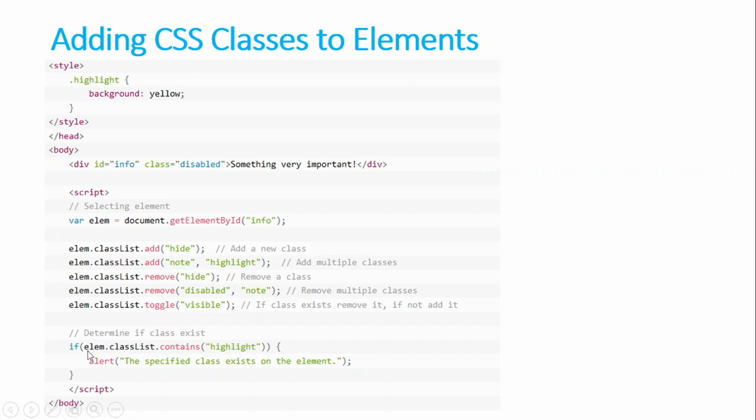Then we can also check if some class exists on that element or not by using the contains method, just like we have the add, remove and toggle methods on the classList property. The contains method gives a value of true or false depending on whether that class exists on that element. So if we have this highlight class on this element, it will give you the true result, otherwise it will give you the false result, or it will execute this if condition.